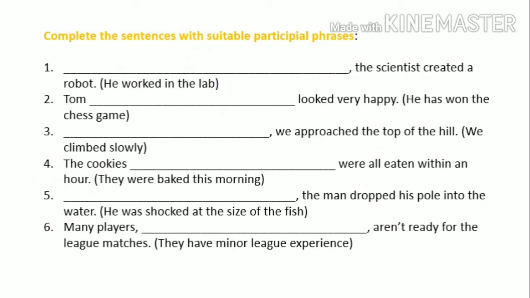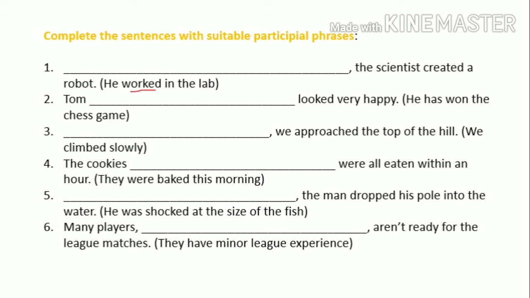Complete the sentences with suitable participle phrases. Use the information given in the brackets. Identify the verb in the given sentence, use the verb as a participle and complete the sentences. The scientist created a robot. He worked in the lab. Working in the lab, the scientist created a robot.